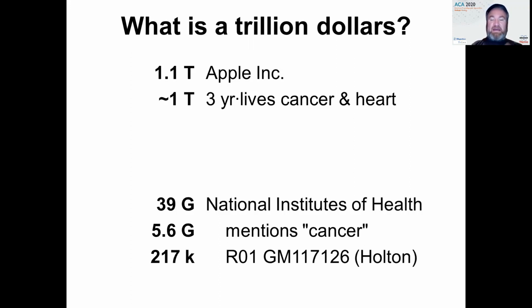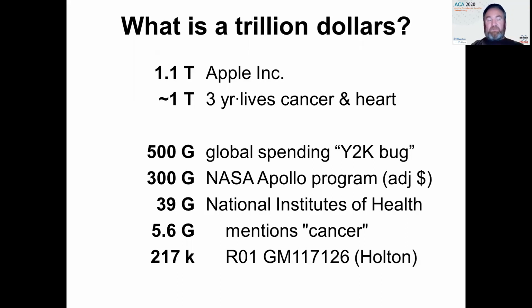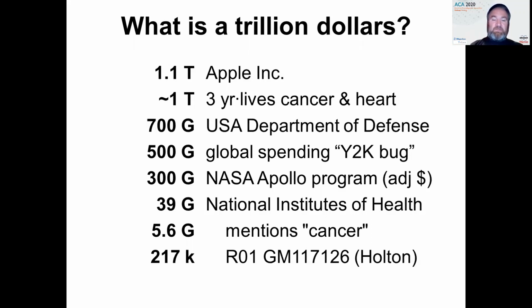So something that's $500 billion would have been, say, the amount of global spending on fixing the Y2K bug. That wasn't even a real problem. But a better example maybe would be the NASA Apollo program, which was, in adjusted dollars, $300 billion to go to the moon. So for $1 trillion, we could not only go to the moon 3 times, but repeat all the technology development that had to happen to make that possible. That is what $1 trillion is. And just because it's a question that usually comes up, the Department of Defense is not quite $1 trillion.